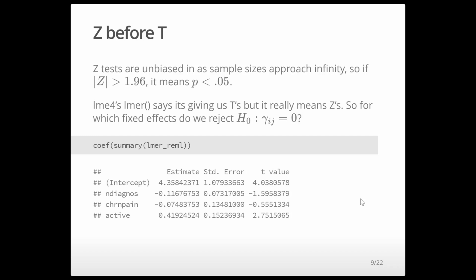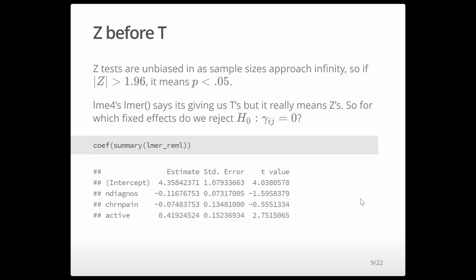And z-tests are unbiased as sample sizes approach infinity. So in very large samples, z-tests are fairly reasonable to use, but in smaller samples, they are not. They will be biased and give you incorrect inferences for your z values.